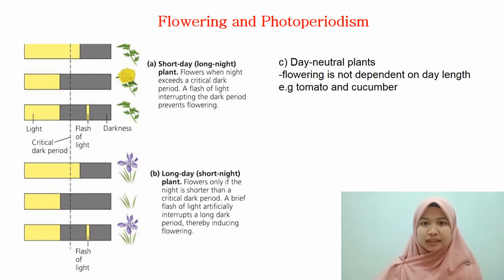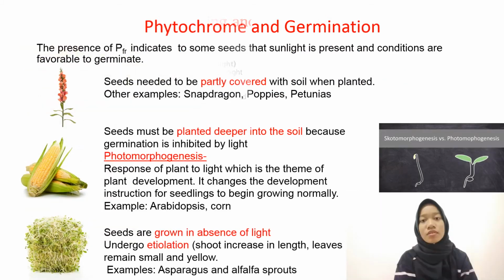The third type of plant is day-neutral plants. Flowering for this type of plant does not depend on day length. Examples are tomato and cucumber. So now let's move to the next part of our presentation, which is phytochrome and germination.